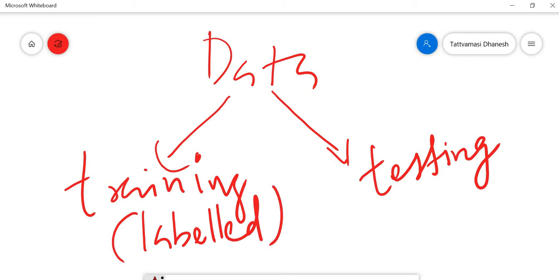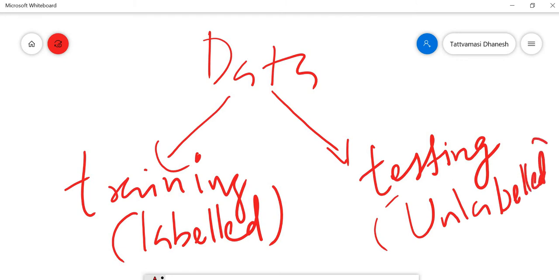Labeled means, for example, the data we have is photos of some animals. If it is marked, this is a horse, this is a lion, this is a tiger, that is labeled. So that data we call the labeled data. If it is not labeled, then it is known as the testing data, or unlabeled data. So data is classified into two: one is the training data, the second is the testing data, labeled data or unlabeled data.